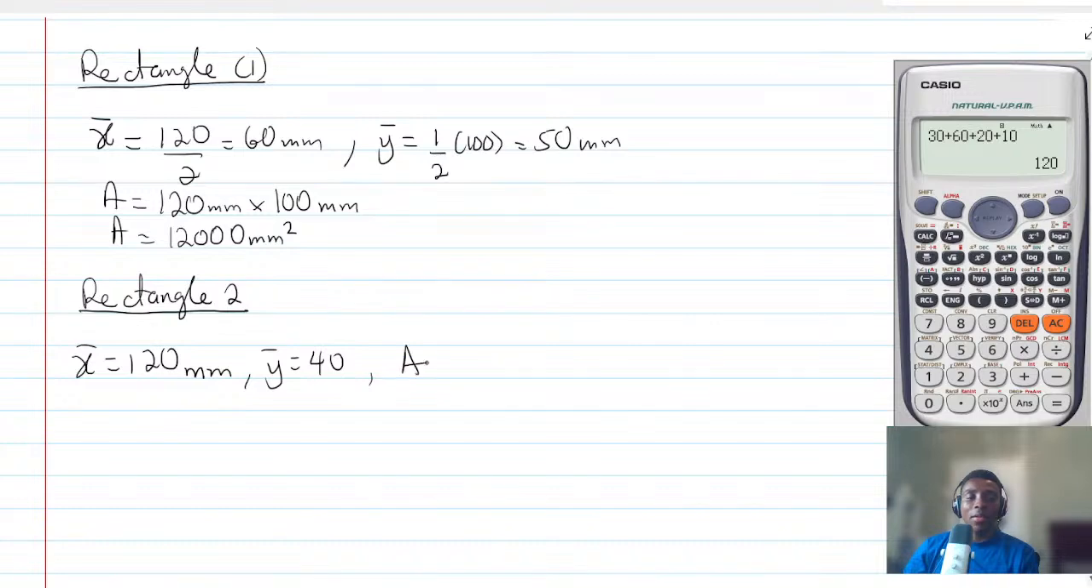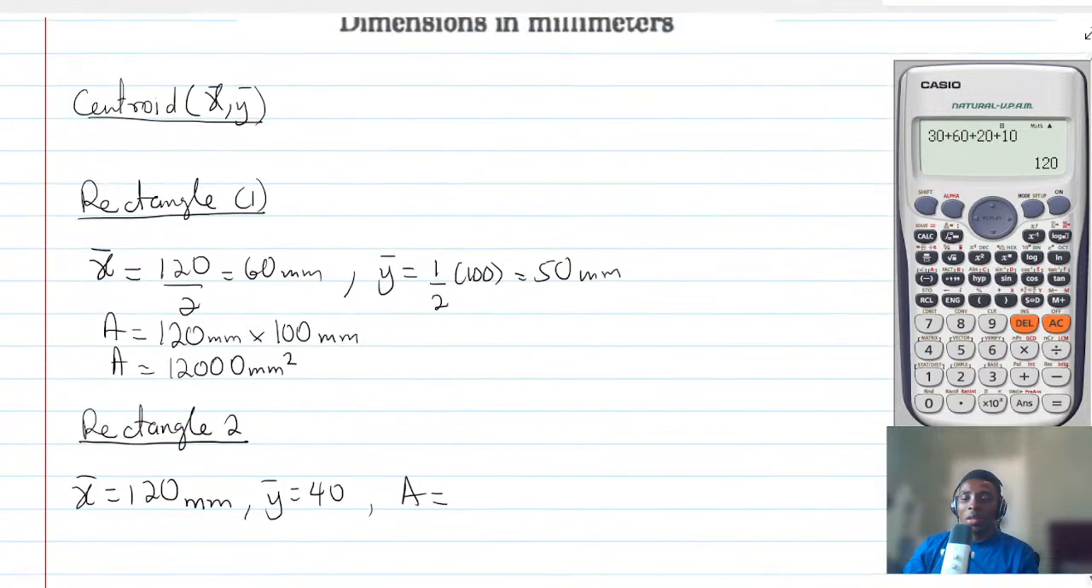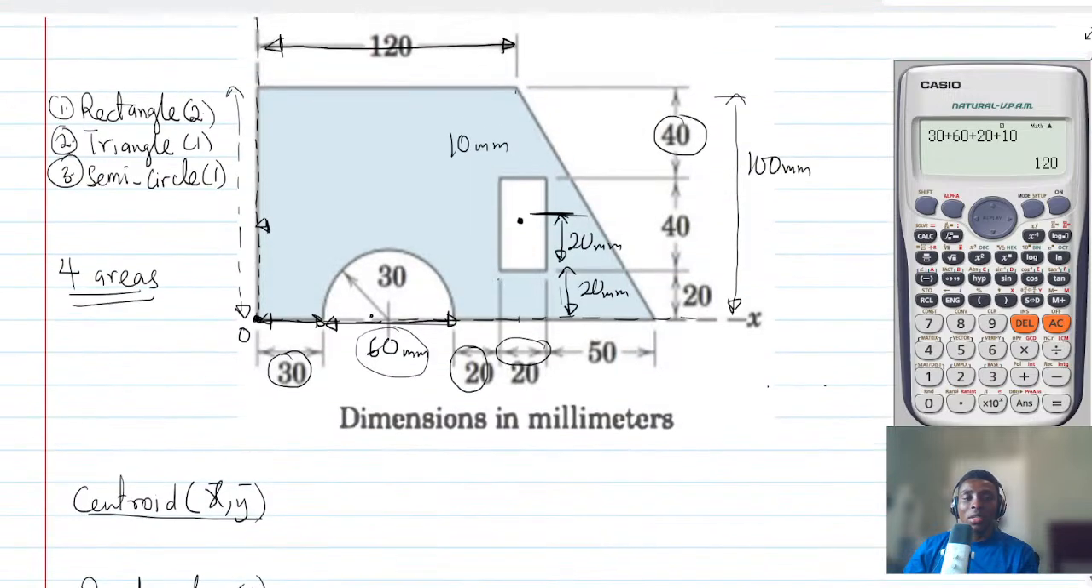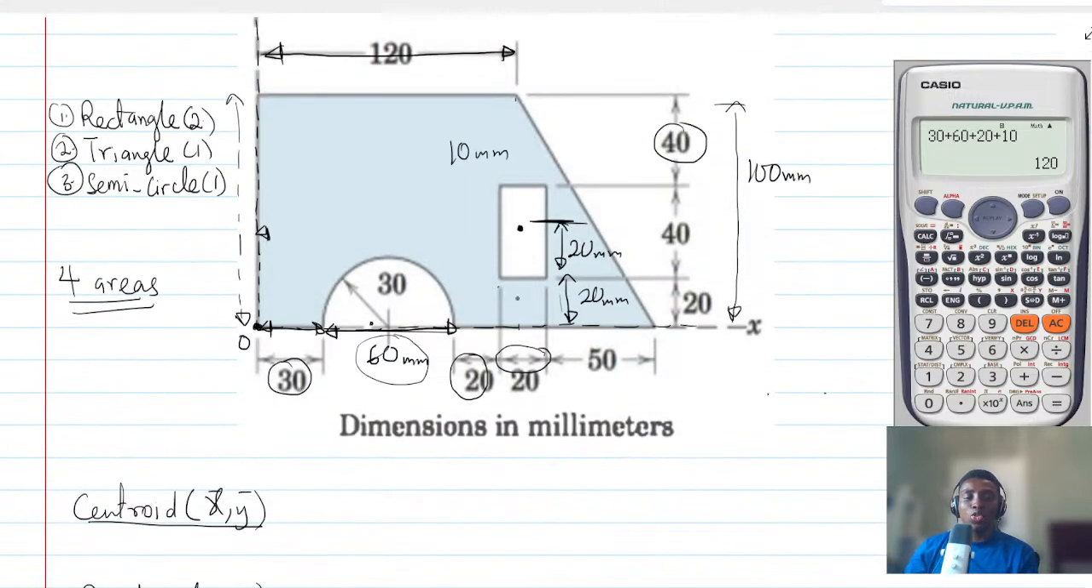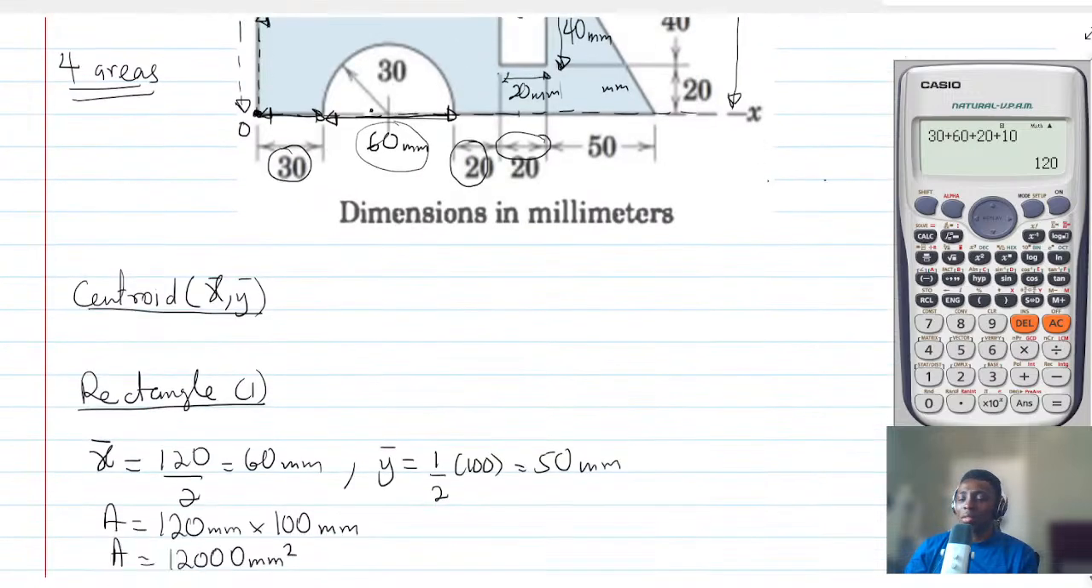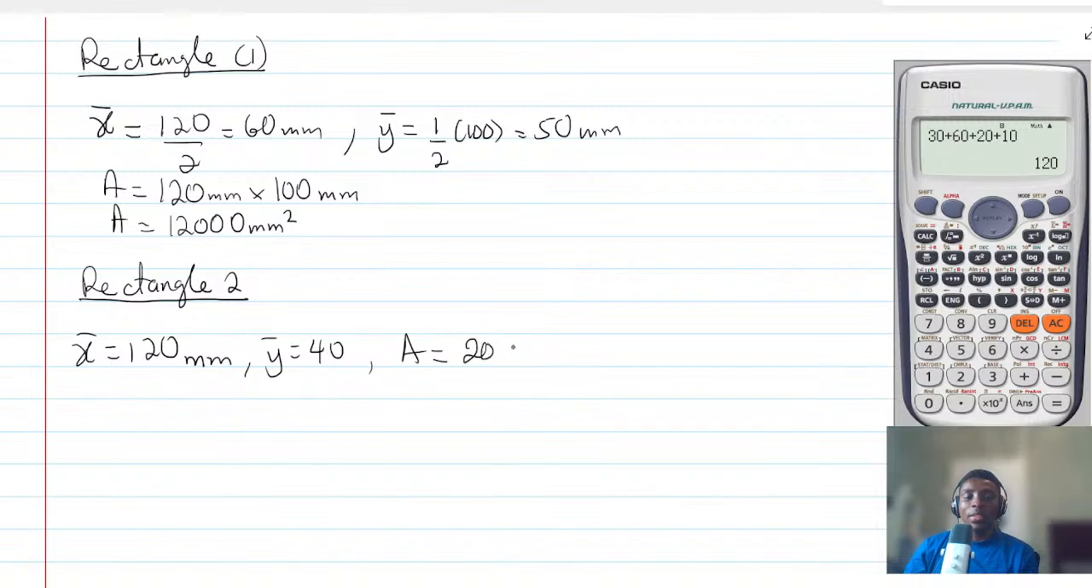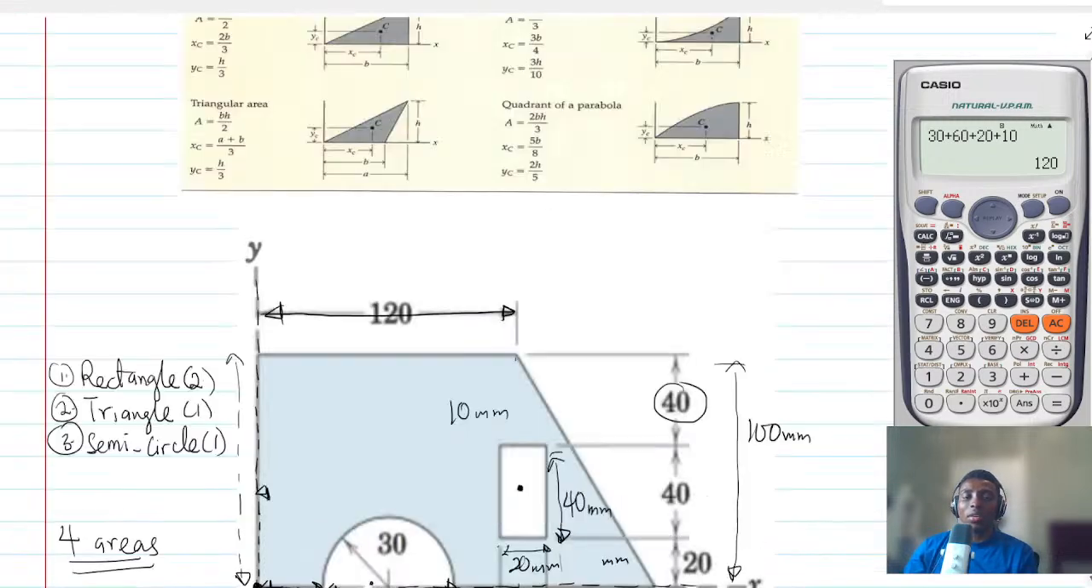How about the area? Now let me teach you something. You realize that the area is going to be, this distance here is 20, and the height here is 40. So 20 times 40, and that gives us 800 millimeters squared.